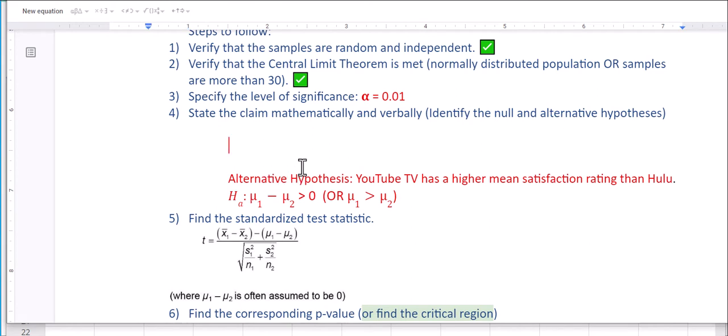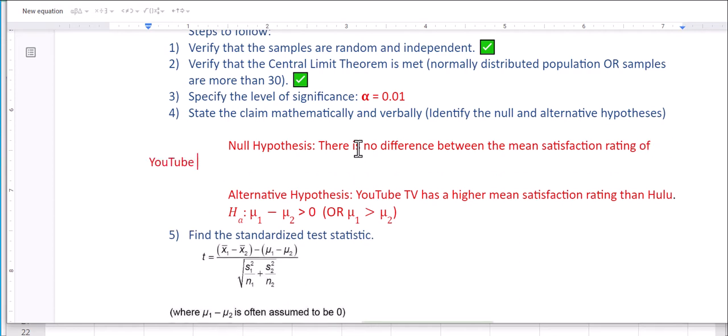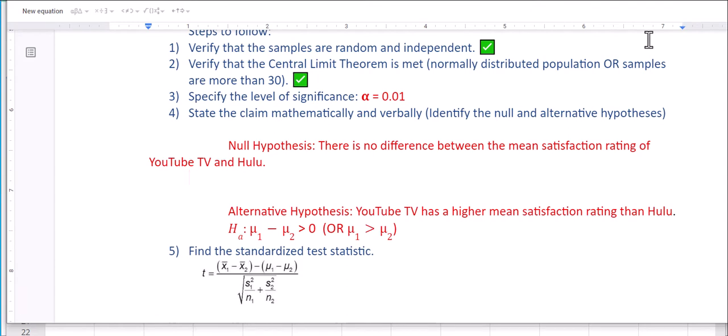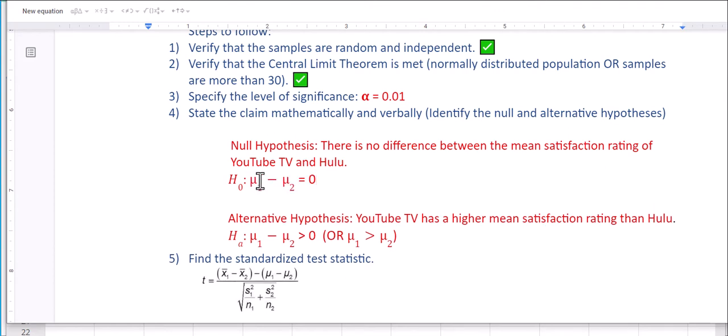Now that we have the alternative, we can go back and write the null hypothesis. Here there is a positive difference, so the null hypothesis will be that there is no difference between the mean satisfaction rating of YouTube TV and Hulu. And how do you say that in symbols? We'll have our H sub 0, and if there is no difference, that means they are the same, or that the difference between them is 0. So we will say mu1 minus mu2 is equal to 0.